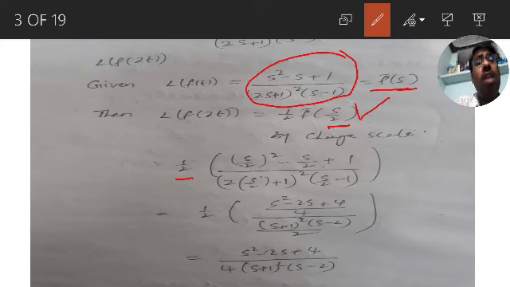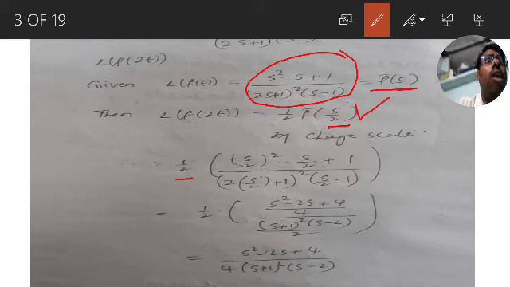So what happens? (s by 2) whole square minus s by 2 plus 1, by 2 into (s by 2 plus 1) whole square into (s by 2 minus 1). In the numerator let us take LCM 4 common, what you get? (s square minus 2s plus 4) by 4, and in the denominator also let us take 2 LCM common, what will we get?